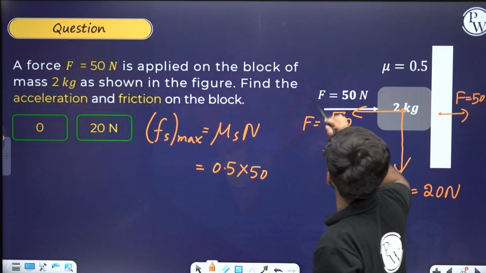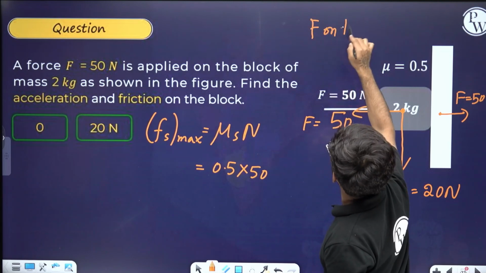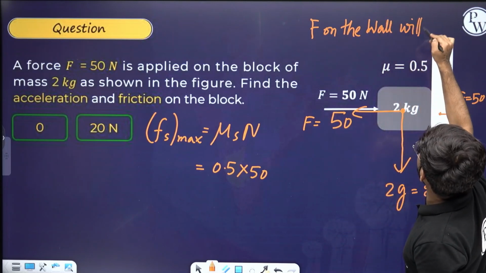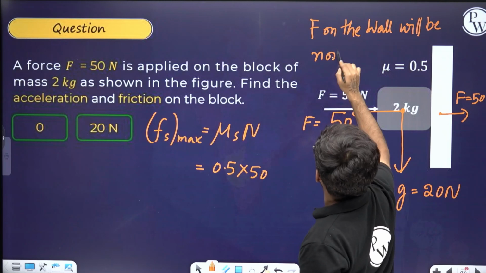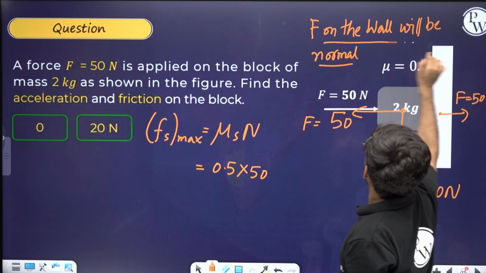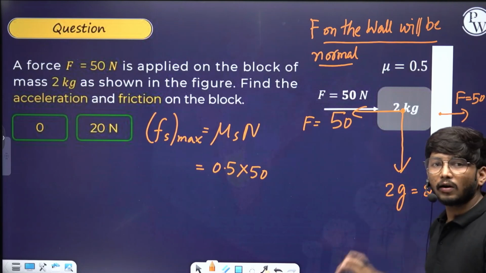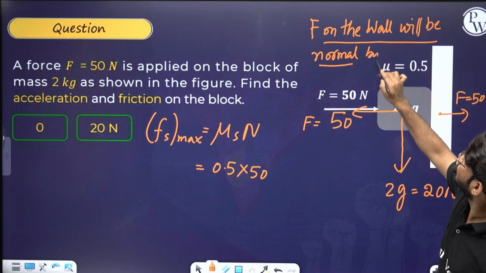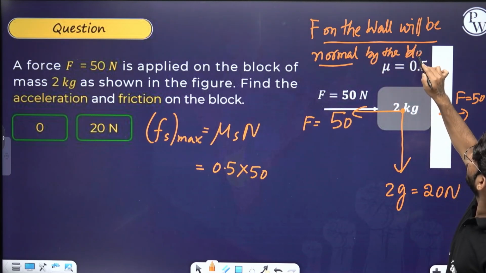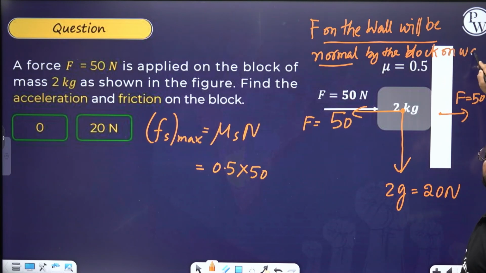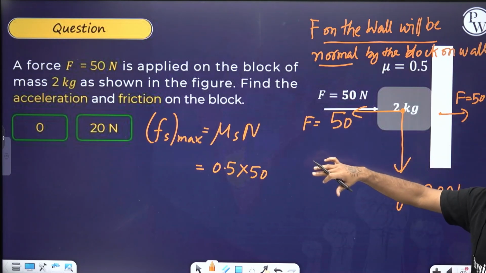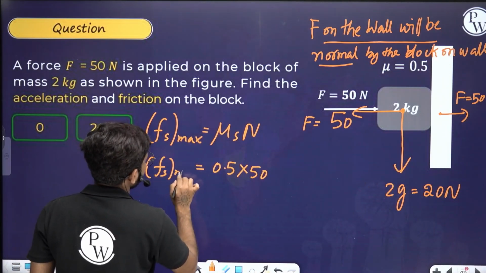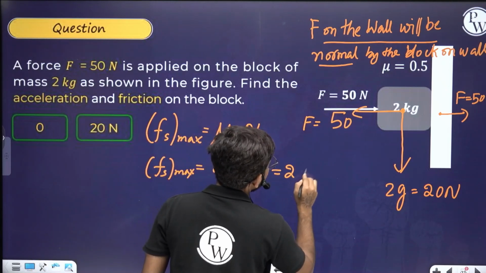See guys, don't get confused. This F on the wall will be the normal by the block on the wall. So on the wall also 50, on the block also 50. So Fs max is going to be 25 Newton.